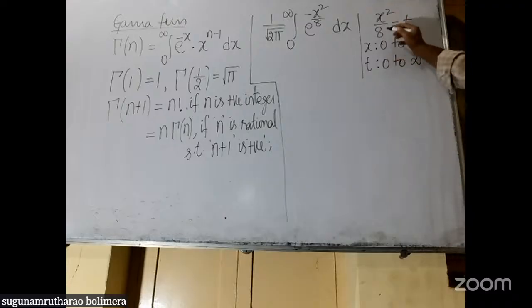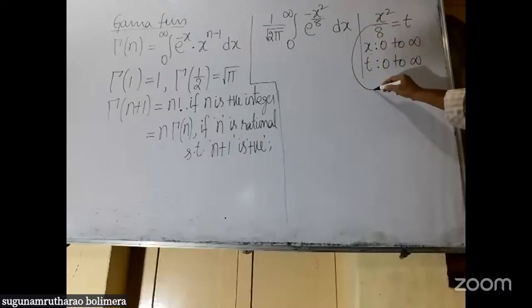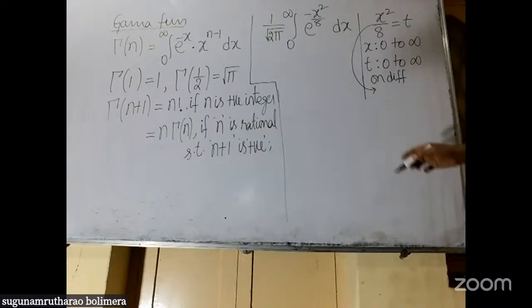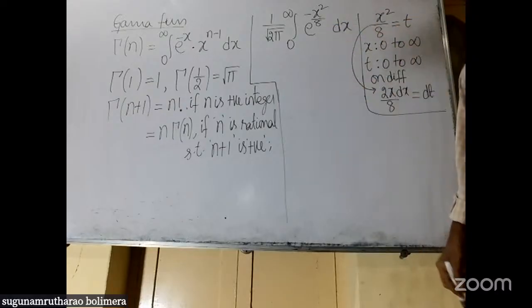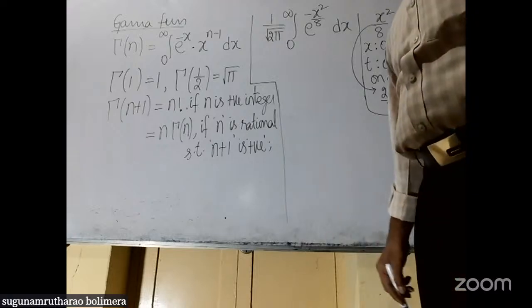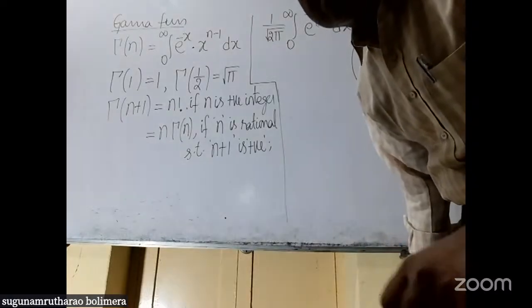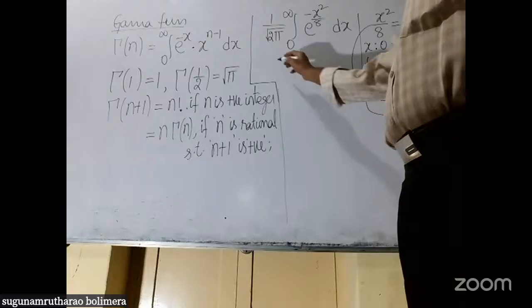So x square by 8 means you differentiate this. On differentiation, 2x dx by 8 is equal to dt. Use these substitutions. So what can you write?